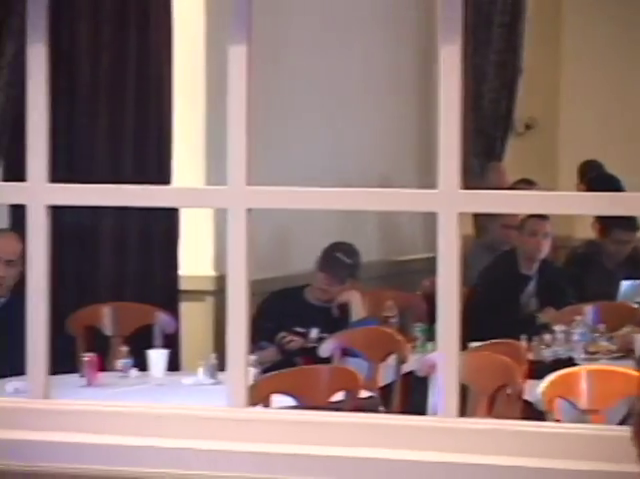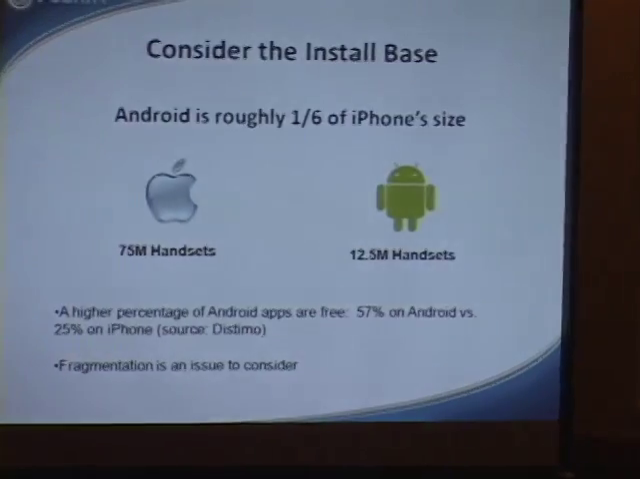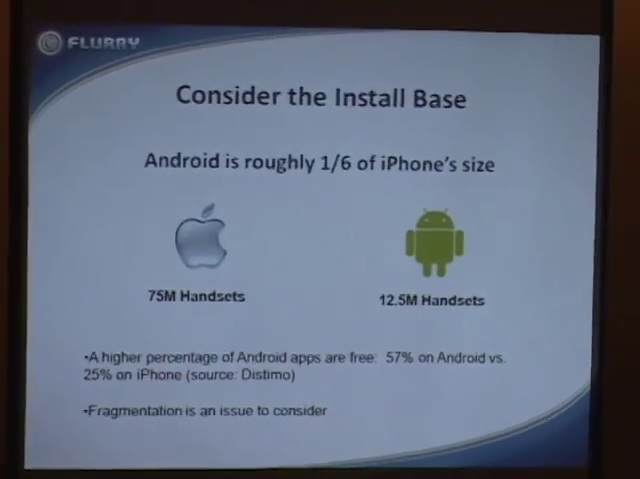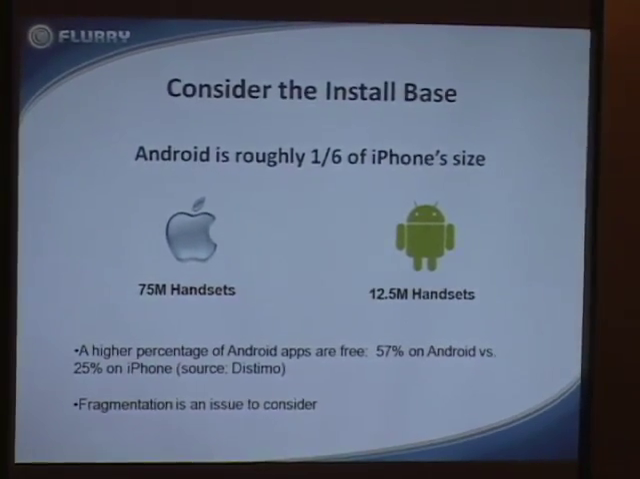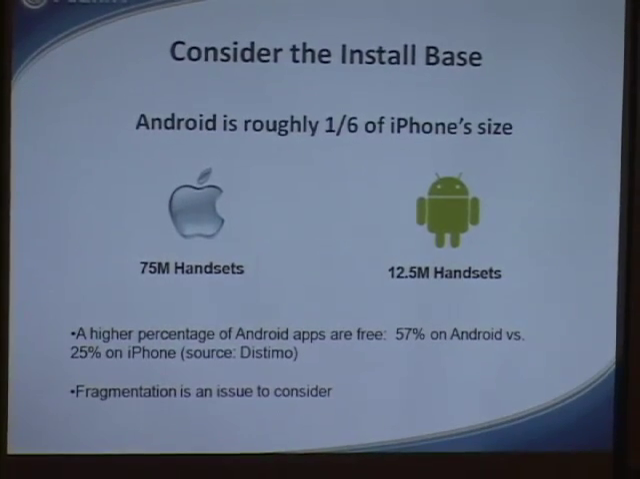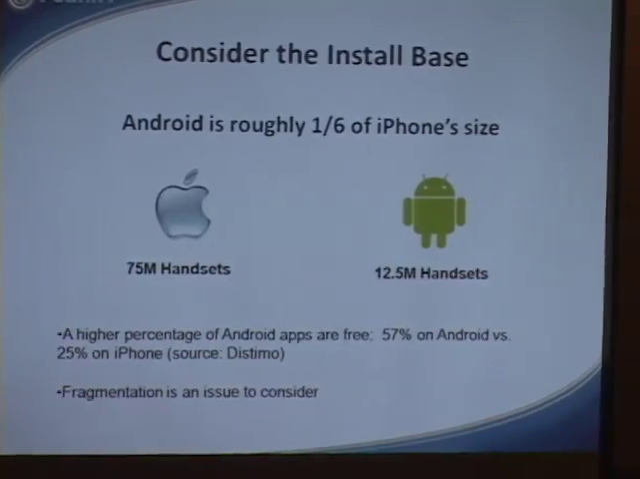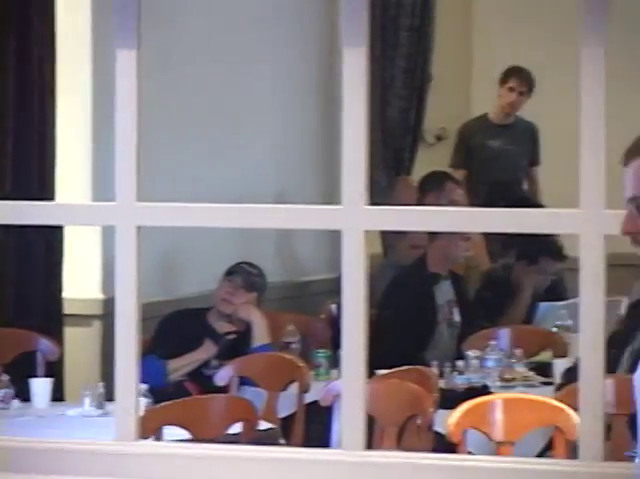The other two issues there is a higher percentage of Android apps are free. Distimo released a report, I believe, a month ago, showing that 57% on Android are free apps versus 25% on iPhone. So when it comes to freemium, which I believe you guys were talking about in the previous presentation, you want to make sure that the user expectation is going to be similar, and if there's going to be any sort of upsell opportunities, you've got to know the market and see what it will bear.